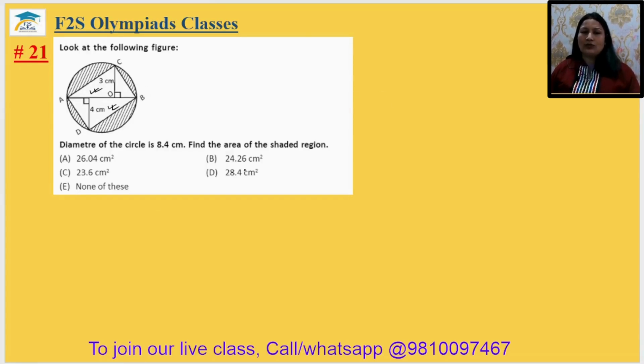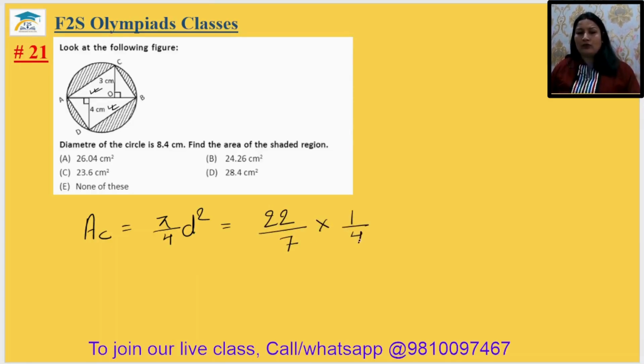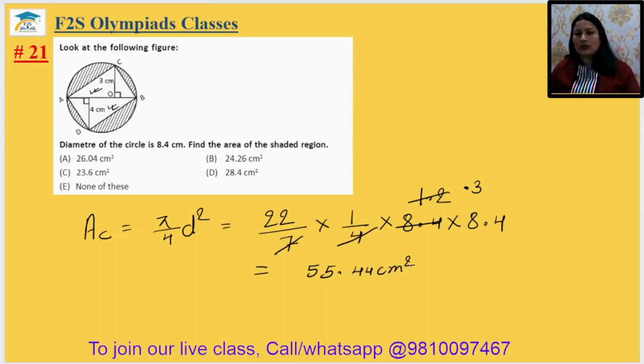Okay? So first find the area of the circle. Area of the circle will be pi by 4 d square. Here it is pi 22 upon 7 multiplied by 1 by 4 multiplied by 8.4 multiplied by 8.4. 7 12s are to 1.2. 4 3s are 0.3. After multiplication, you will get 55.44 centimeter square. This is the area of the complete circle.